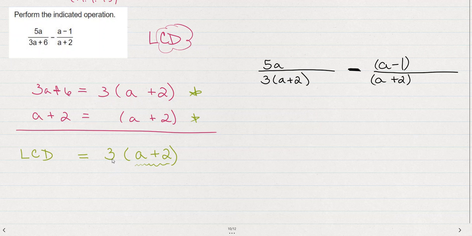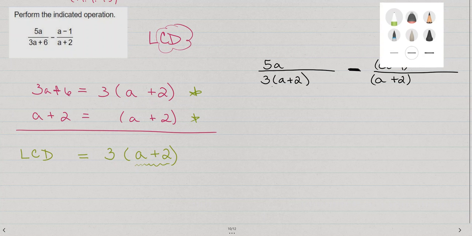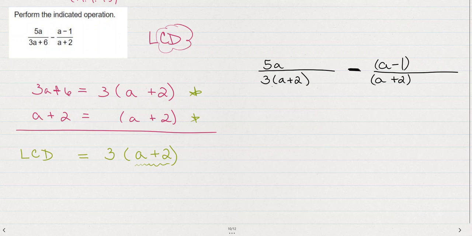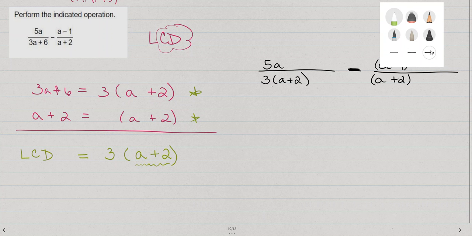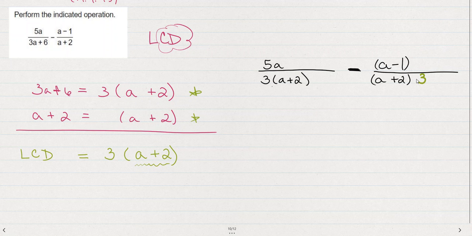Now we need a denominator of 3 times a plus 2. This first one already has it, 3 times a plus 2, so we're okay there. But for the second fraction, you see that we need a 3. In order to have 3 times a plus 2, we already have the a plus 2, we need to multiply in the 3. Now if I put a 3 in the denominator, I've changed the value of this fraction. By multiplying a plus 2 times 3, I've changed the value of the fraction.